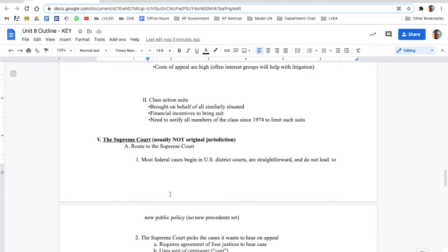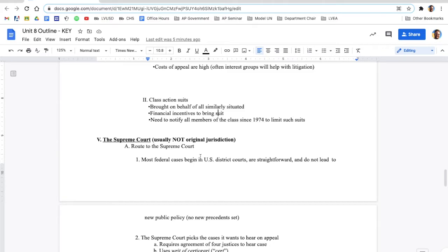With the Supreme Court, they usually don't have original jurisdiction, as I mentioned, but they could. Most often they do not. Now, how do you get to the Supreme Court? Well, oftentimes you just apply. You petition for a writ of cert, and oftentimes they will decline your writ of cert. So most cases start in the district courts and are done. No precedent is set, no overarching concept for the future.